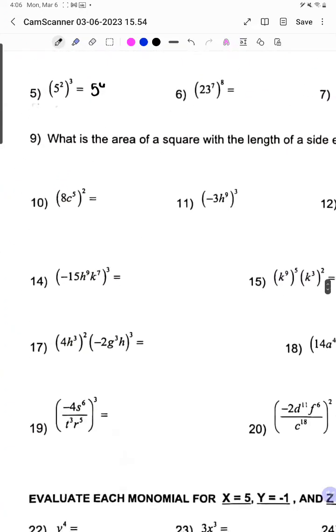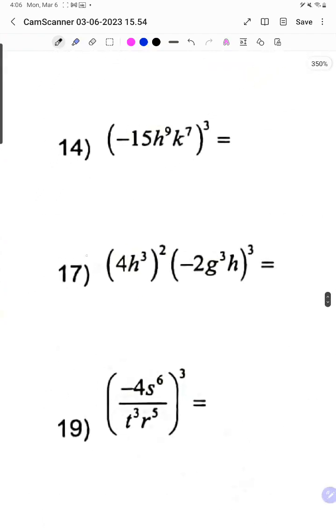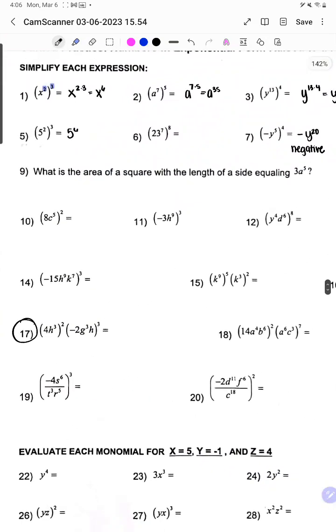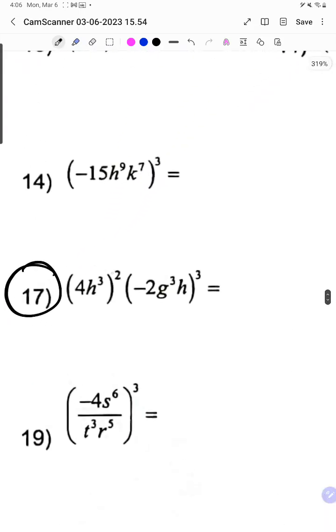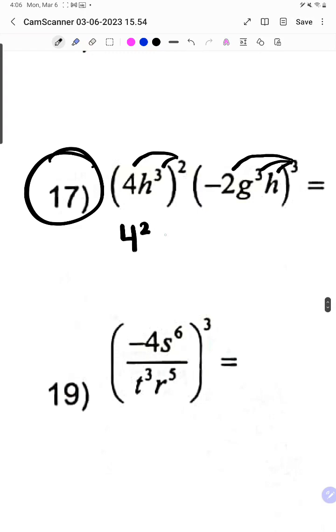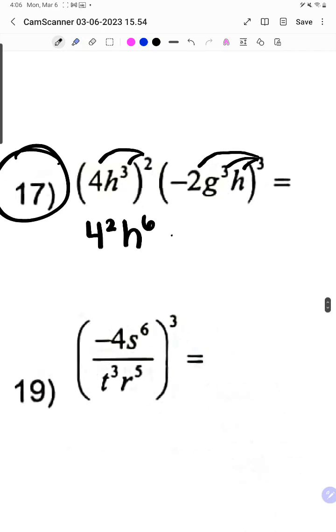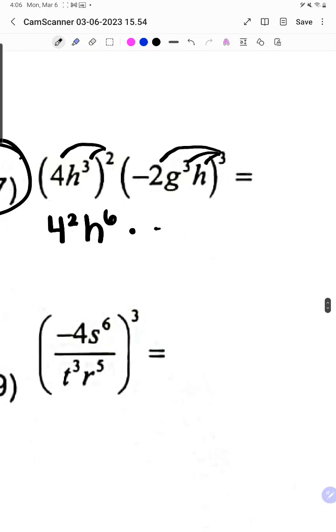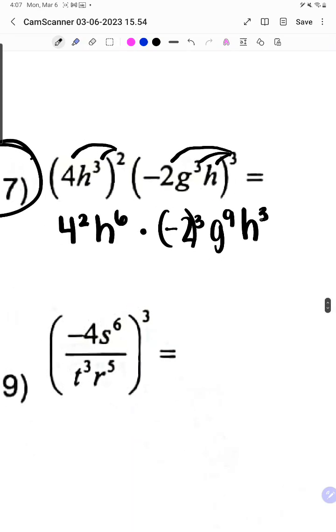All right, we'll skip down and we will do this question right here, number 17, and let's walk through it together. So the first thing we're going to do is distribute this 2 to here and here. And we're also going to distribute this 3 to here, here, and here. So that's step 1. So we'll have 4 squared times h to the 6th, because 3 times 2 is 6. And then we'll multiply that again, and we'll have negative 2 to the 3rd times g to the 9th, because 3 times 3 is 9, and h to the 3rd.